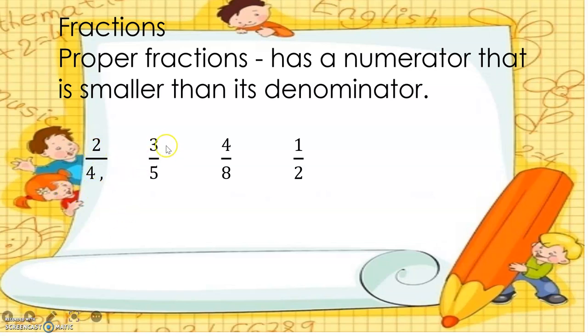2/4, 3/5, 4/8, 1/2. Those are examples of proper fractions. Again, a proper fraction has a numerator that is smaller than its denominator. Numerator, denominator. So, proper fractions.